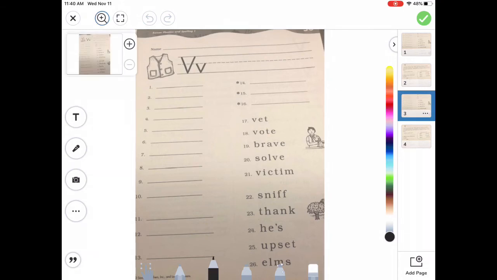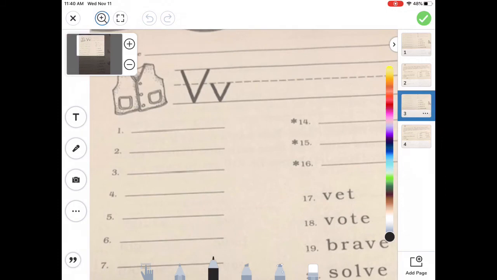Okay, at the top of your sheet, you can see that we're going to make the uppercase V and the lowercase v. When we make the uppercase V, remember you slant down and then you slant back up. Lowercase v, start at the middle, slant down and slant back up. So you can try that a couple more times.